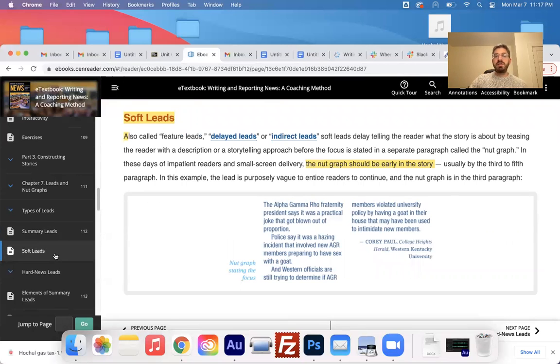Soft leads, also considered feature leads, are delayed, indirect. Soft leads delay telling the reader what the story is about by teasing the reader with a description or a storytelling approach before the focus is stated in a separate paragraph called the nut graph. The nut graph should be early in the story, and it gives you an example here.